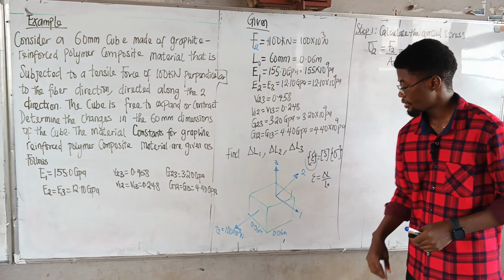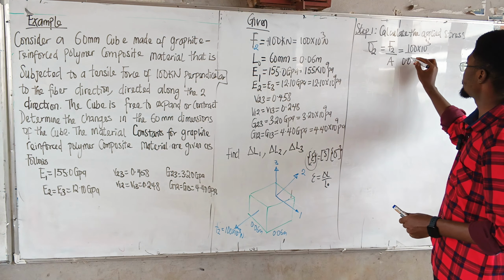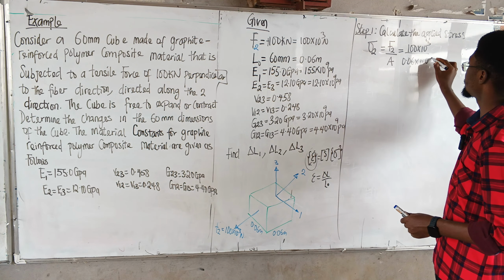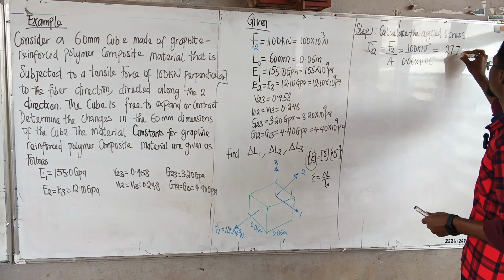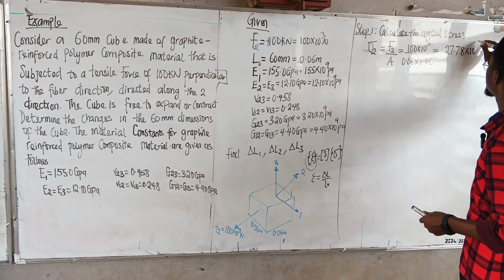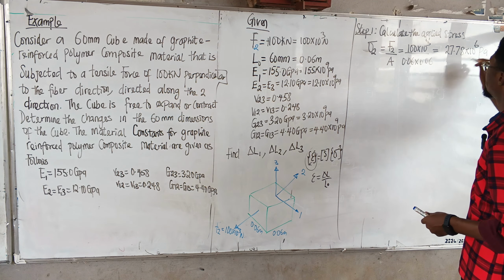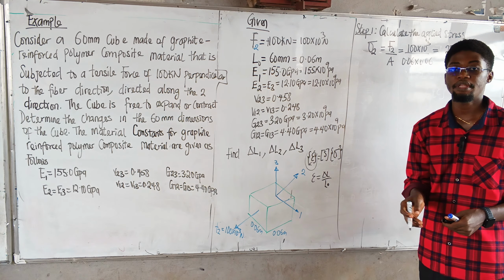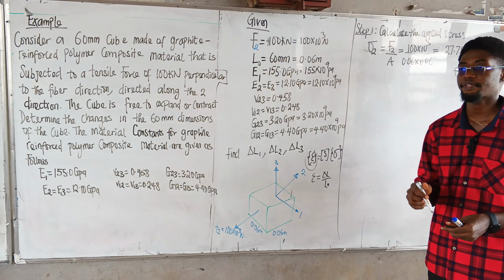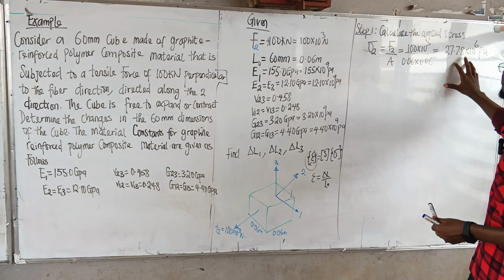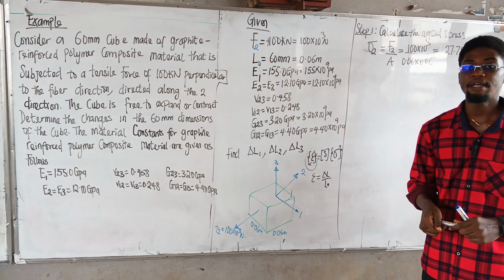So that's 0.06 times 0.06. If you do this correctly, you get 27.78 times 10 raised to 6 Pascal. You know Pascal is similar to Newton per meter squared, so you can use either to write it. I just used to leave mine in Pascal. So you have 27.78 times 10 raised to 6 Pascal.